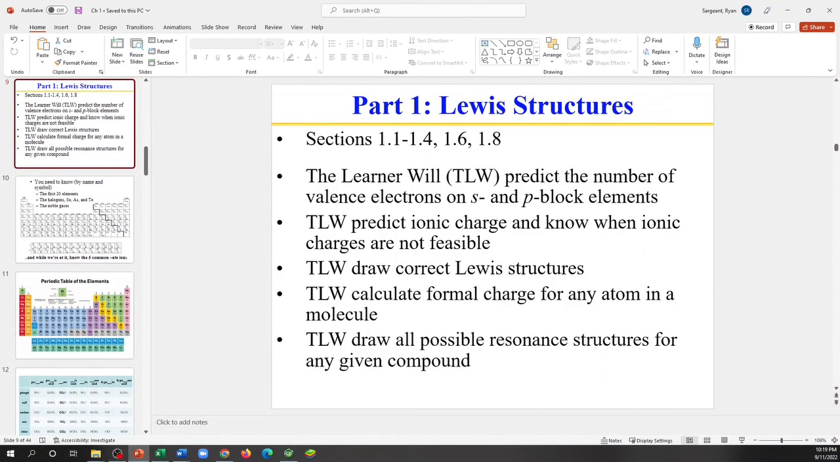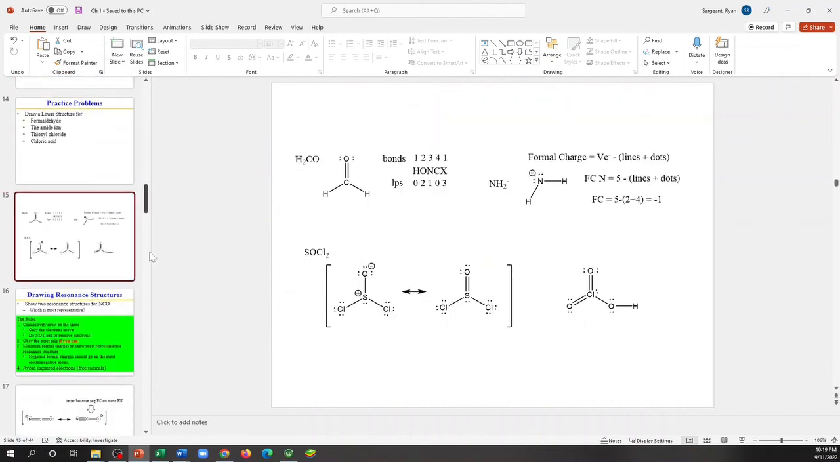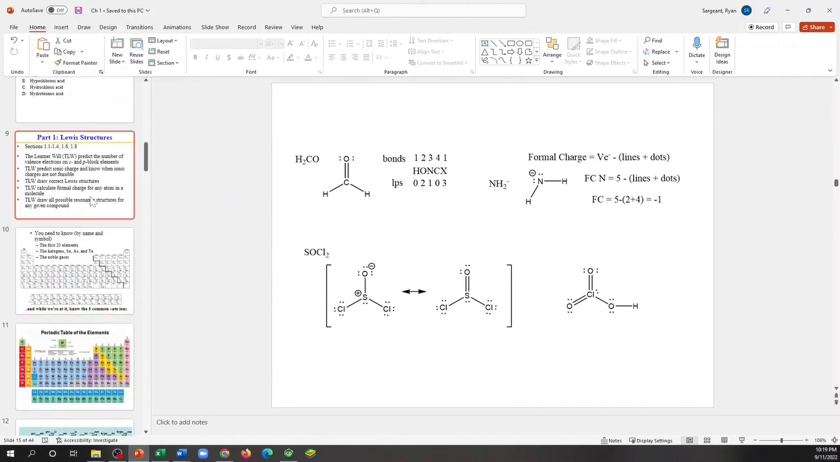We'll calculate formal charges for any atom in a molecule. I went ahead and left the equation for formal charge. It's the number of valence electrons that we expect from the periodic table minus lines and dots. And we did a couple examples of that.